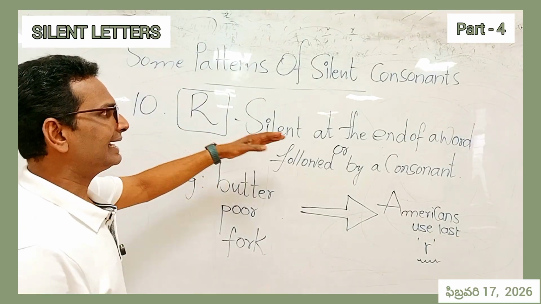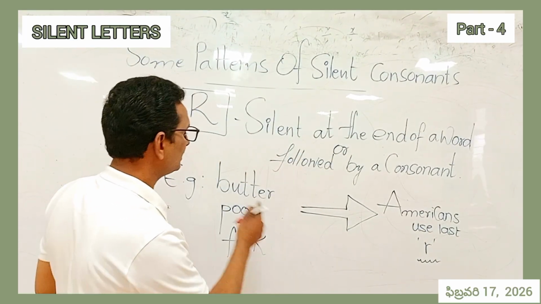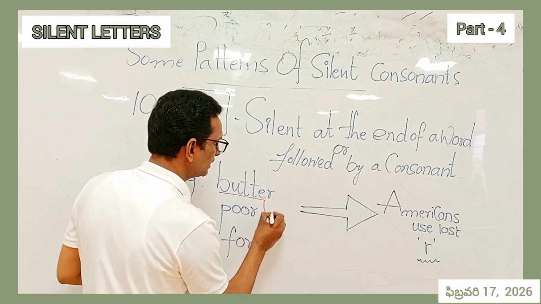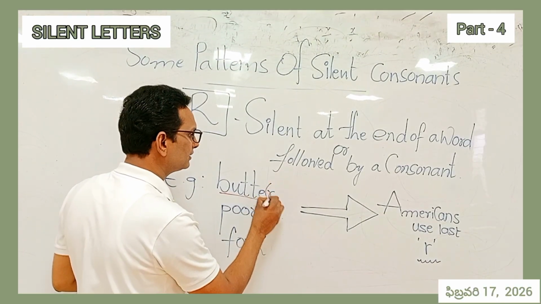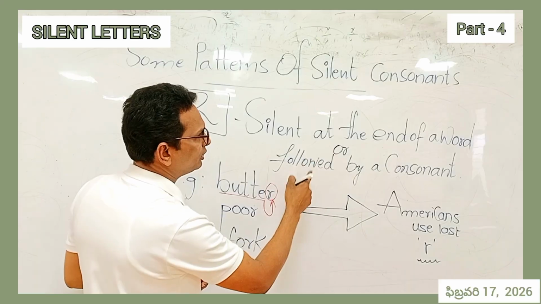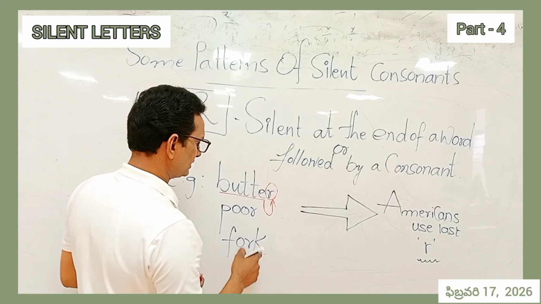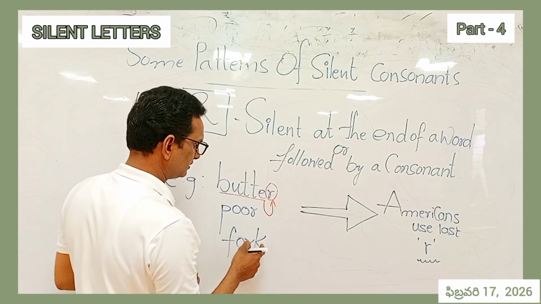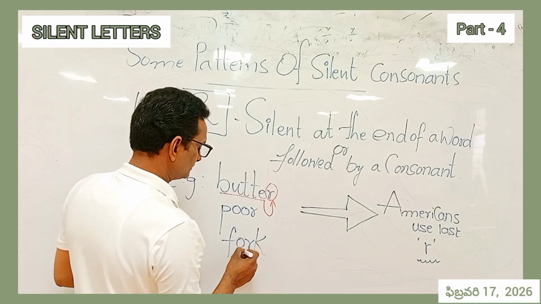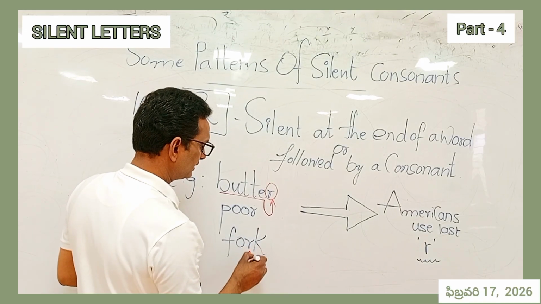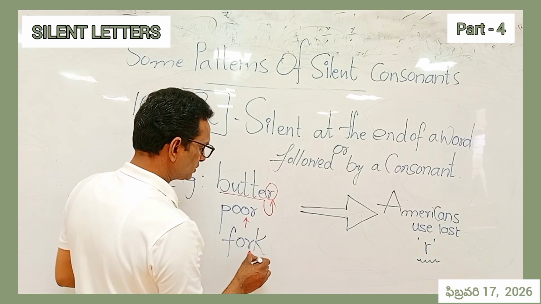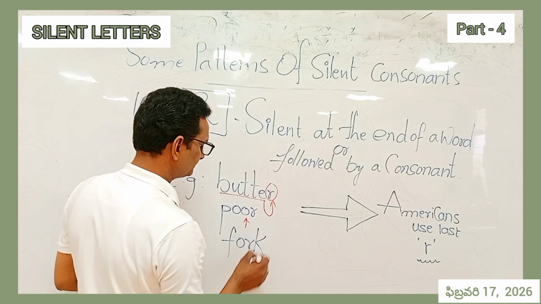Here, under the 10th point, it's about R. R is silent at the end of a word. At the end of a word, this letter appears, followed by a consonant. For example, this is the consonant, and this is the vowel sound. So followed by a consonant. Okay.